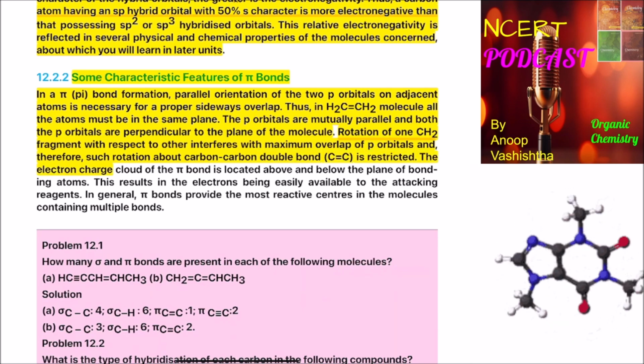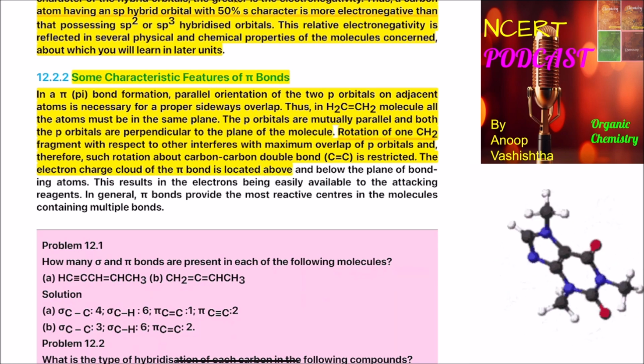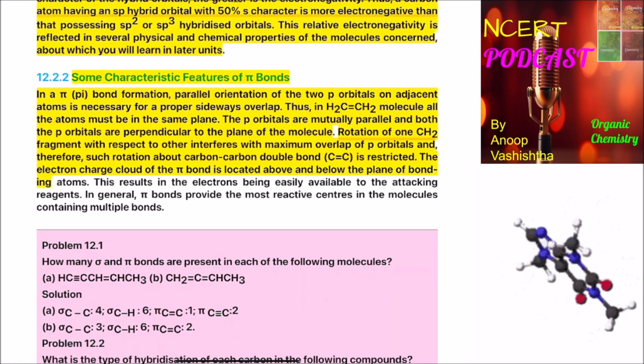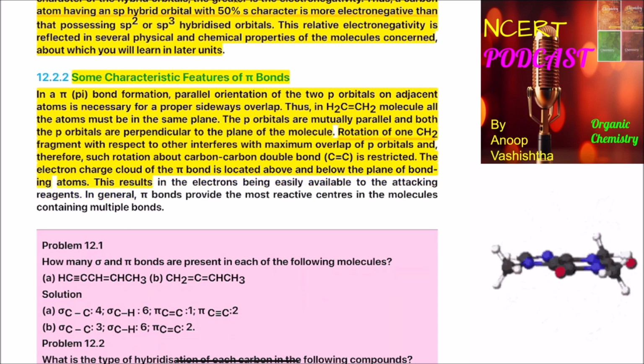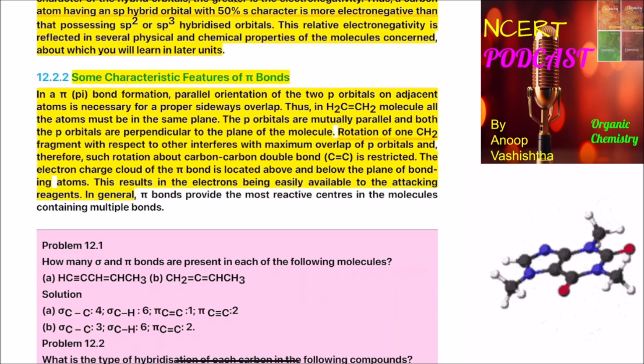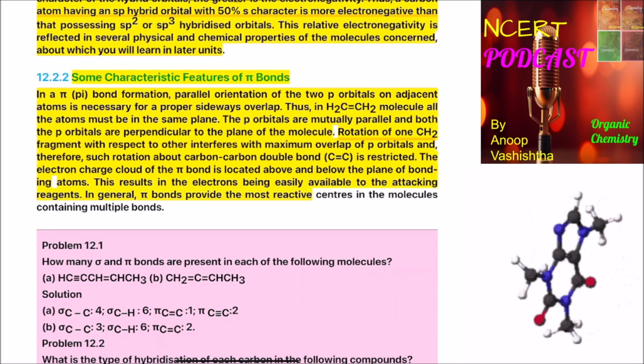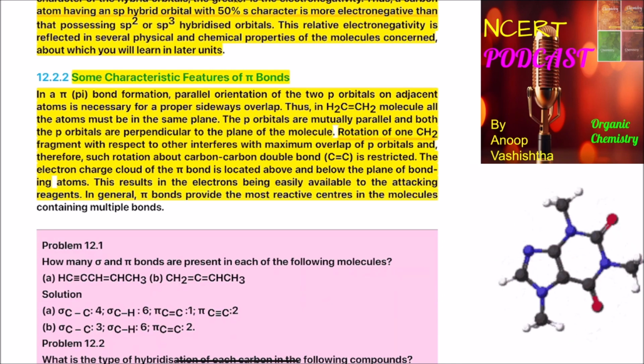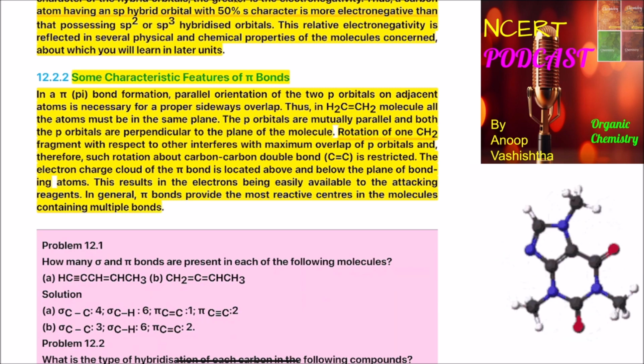The electron charge cloud of the pi bond is located above and below the plane of bonding atoms. This results in the electrons being easily available to the attacking reagents. In general, pi bonds provide the most reactive centers in the molecules containing multiple bonds.